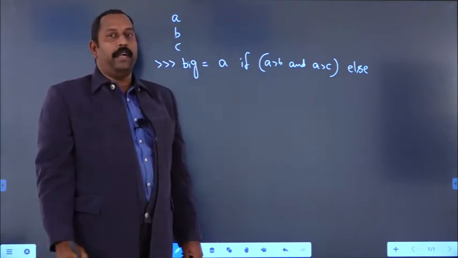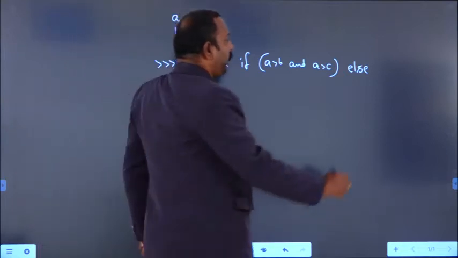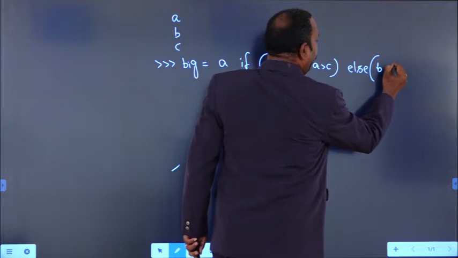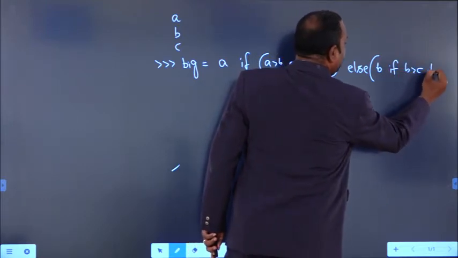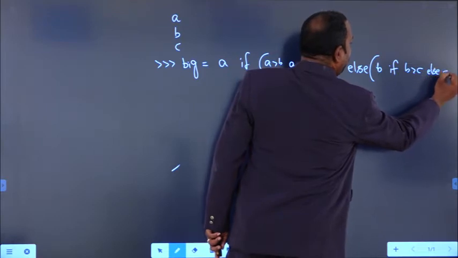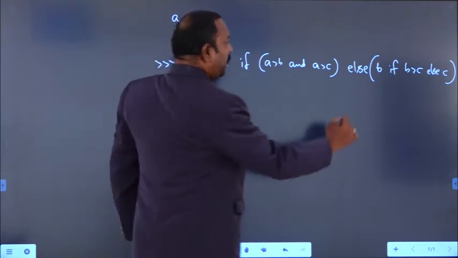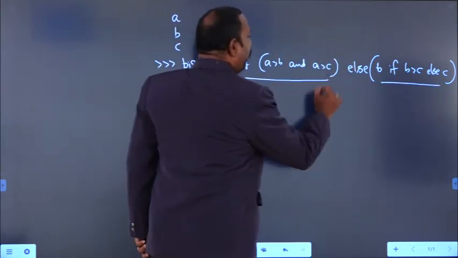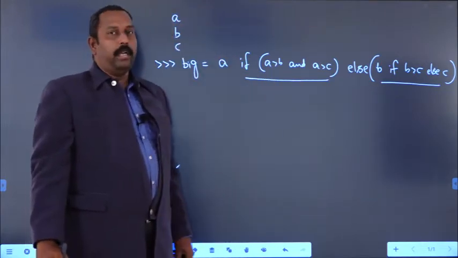Now we have to find the biggest number between b and c. That's why, else again you have to use b if b is greater than c, else c. So this is the nested one. This is another ternary operator inside this ternary operator. This is the inner ternary operator. This is the outer ternary operator.